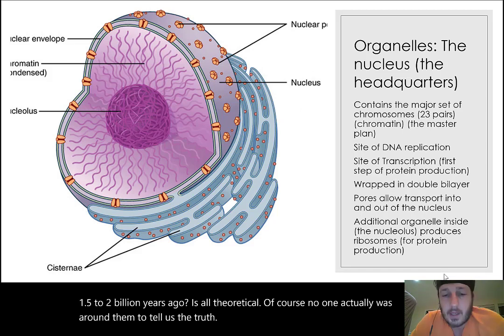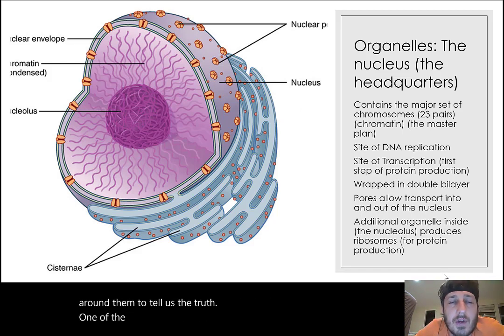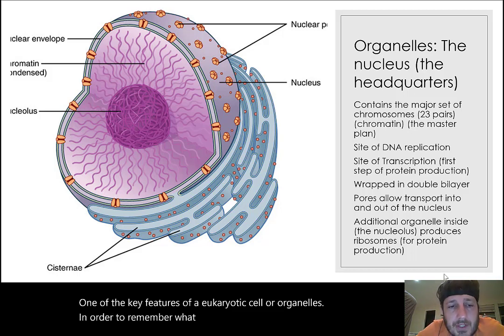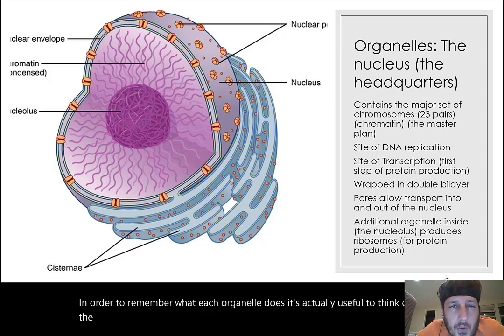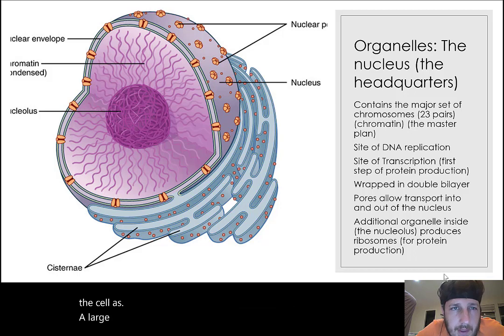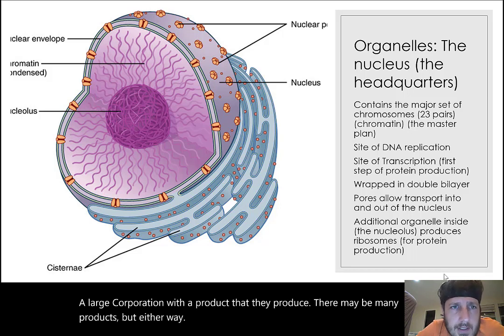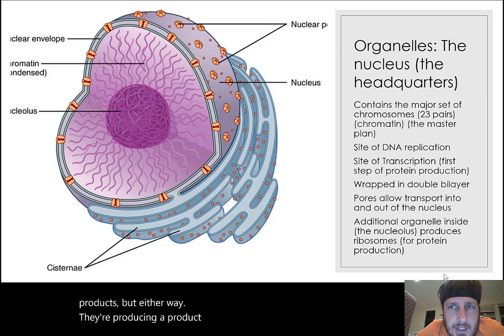Now, one of the key features of a eukaryotic cell are the organelles. And in order to remember what each organelle does, it's actually useful to think of the cell as a large corporation with a product that they produce. Or maybe many products, but either way, they're producing a product. And just like a large corporation, there's multiple aspects to how that corporation operates.